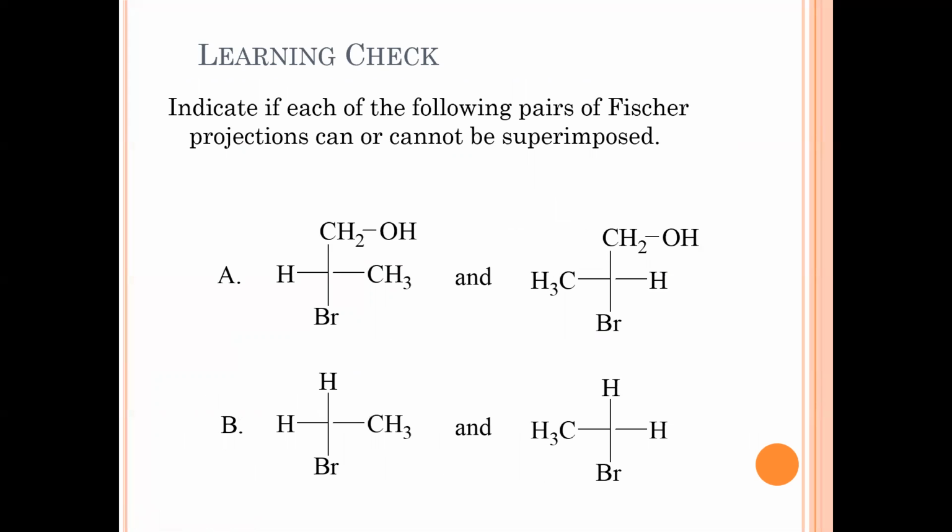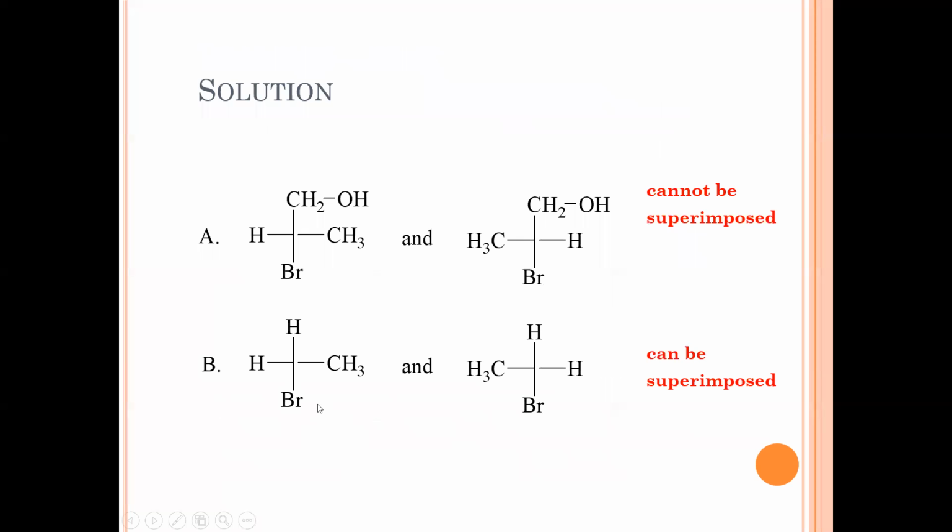So we're going to go over a few examples and then we're almost done. So the first one I want you to tell me, can these be superimposed? So are they considered chiral or not? The first one here, four different groups. So these two are chiral and they cannot be superimposed. These, however, have identical groups. So these are considered achiral and they can be superimposed.